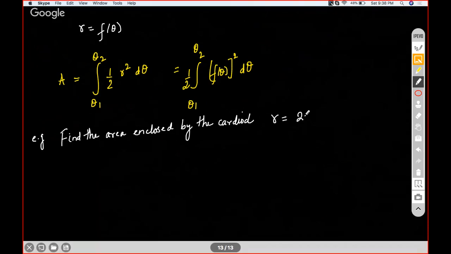Find the area enclosed by the cardioid. So what is a cardioid? Cardioid is that heart-shaped thing, right? Which we did in the start.